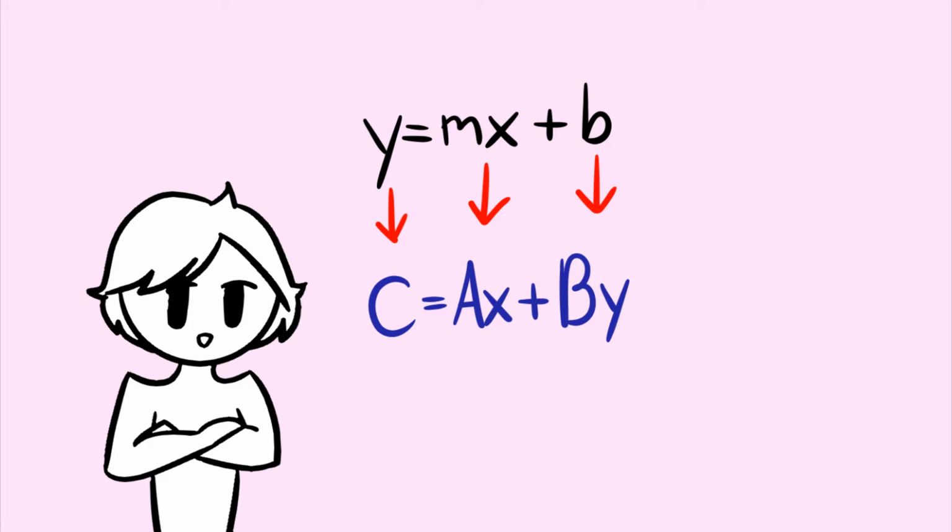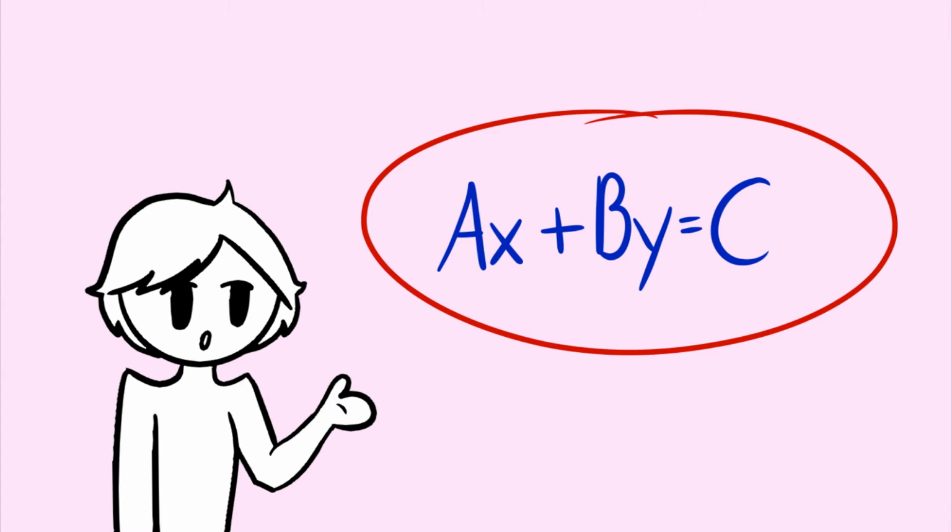To change this into standard form, we start by moving the x variable to the left side of the equation. This is done by subtracting mx from both sides. We now have the equation negative mx plus y equals b. The x term should be a positive integer value, so we multiply the entire equation by an integer value that will make the coefficient positive. This gives us the standard form ax plus by equals c, and that's the standard form of a line.